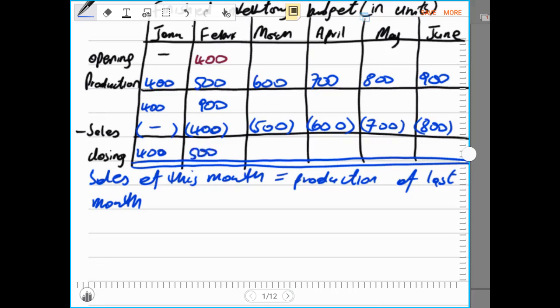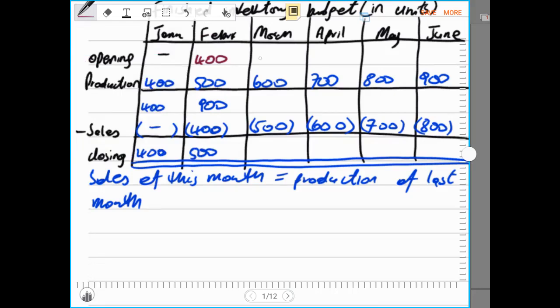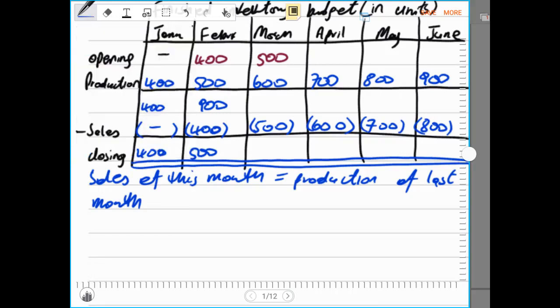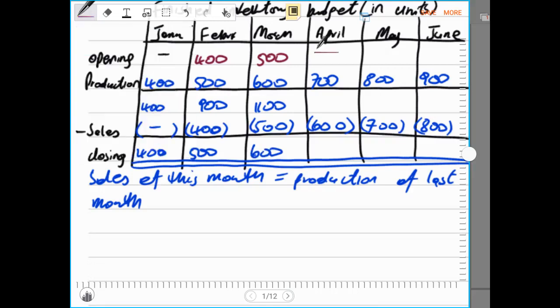And if you see, I said that closing, in this case we have closing of 500, and that becomes opening in the next month of March. Then that will be 500 in the next month of March. Then we continue and we say 600 plus 500 will give us 1100, less 500, that gives us 600. Then from 600 we record the opening, and the opening will be 600.